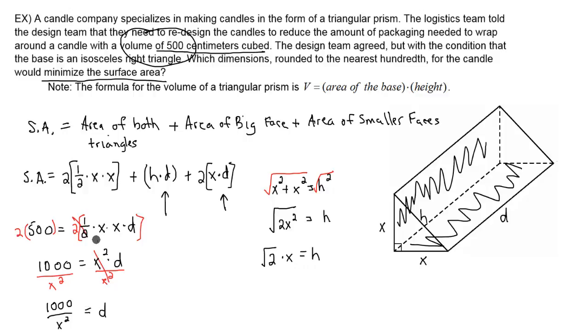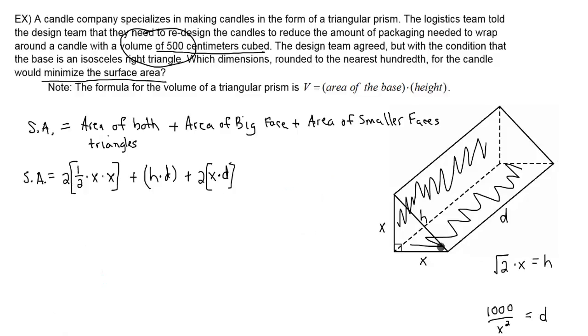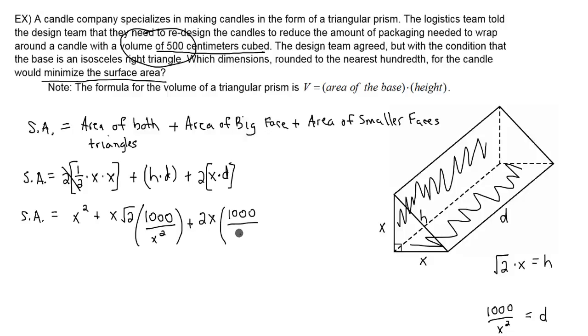Okay, I'm going to clear out some room here. I'm going to erase some things and then move my equation for d and h over here to the right side. Okay, now that that's all cleared out, I'm going to plug in what I need to plug in. So on this left side, I have surface area equals, now 2 times 1/2 is going to cancel out here, and we're just going to be left with x times x, because that goes away. So I'm left with x squared plus h, and h down here we know is x times the square root of 2 times d, and that's going to be 1,000 over x squared, plus we've got 2 times x times d, so we bring in the expression that is equal to d, so that's 1,000 divided by x squared. So that's our big long equation for surface area.